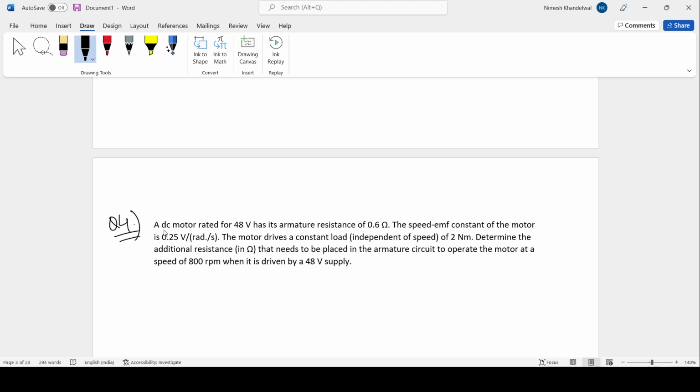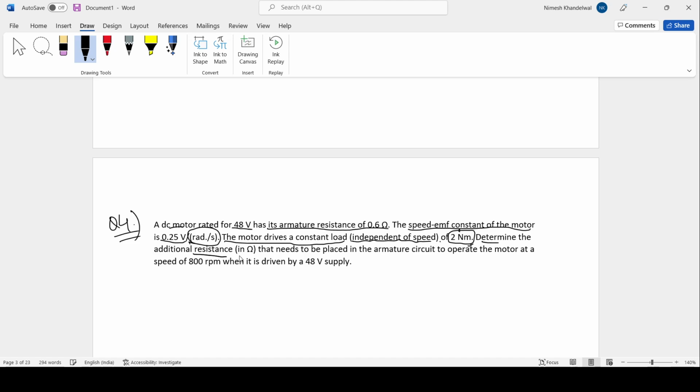So the question is: a DC motor rated for 48 volts has an armature resistance of 0.6 ohm. The speed EMF constant of the motor is 0.2 volt per radian per second. The motor drives a constant load that is independent of the speed. The load is 2 Newton meter, so the motor has to drive this much load constantly.